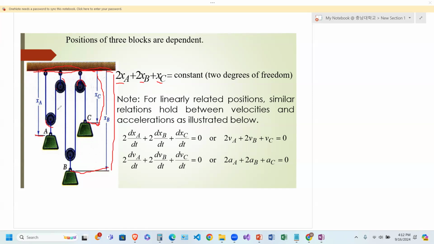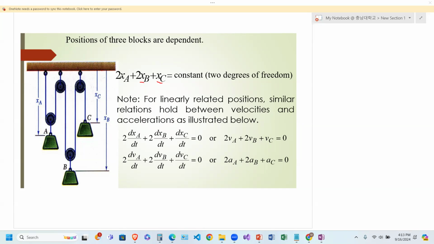So now you realize that from these points there is a derived formula whereby we have 2XA plus twice XB plus XC equal to a constant, right? Note that if we now start to differentiate this, because these are position vectors, if we differentiate position with respect to time, then we are going to have velocity. But if you differentiate a constant, you're going to get 0, right?